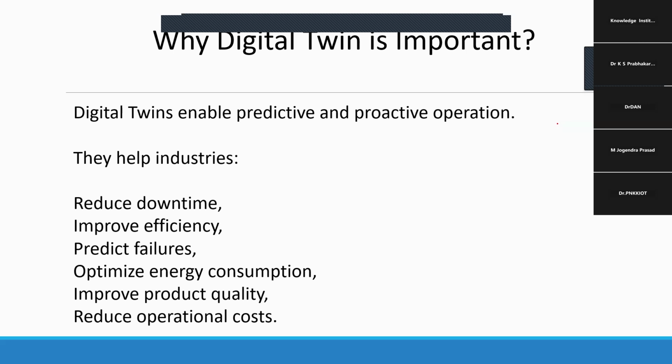It helps the industry in many ways. For example, it can reduce downtime, predict failures, optimize energy consumption and product quality, and reduce operation cost. These are all certain advantages for the industries. In modern smart factories, digital twins are becoming basically a backbone of intelligent manufacturing.